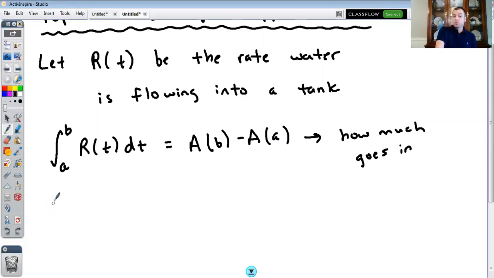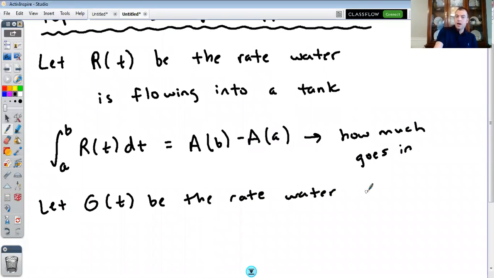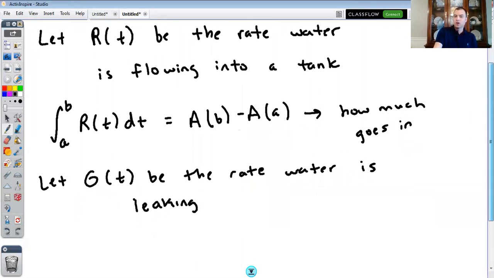Now, a lot of times these problems involving rates of change have a second rate. So let's say G of t. Let G of t be the rate at which water is leaking. So now you have a rate that water is leaving the tank.